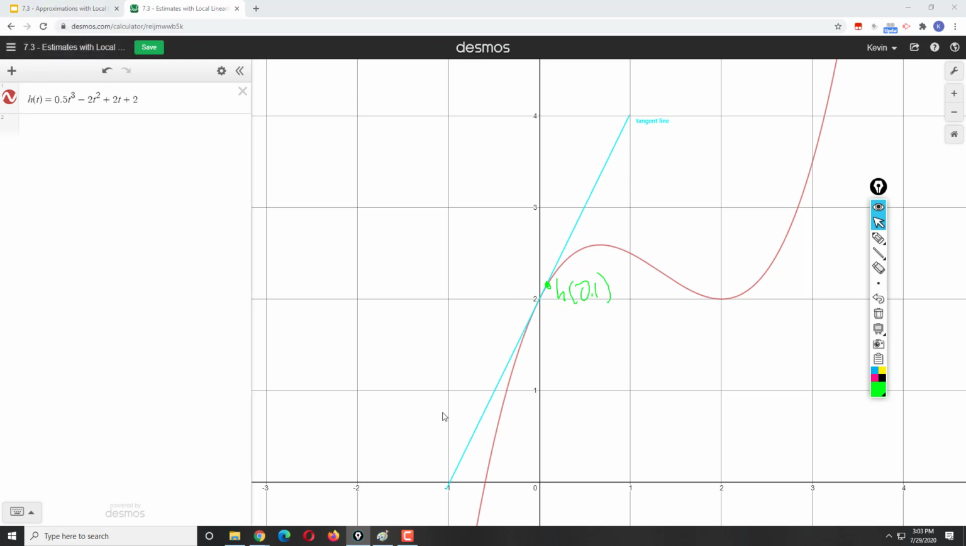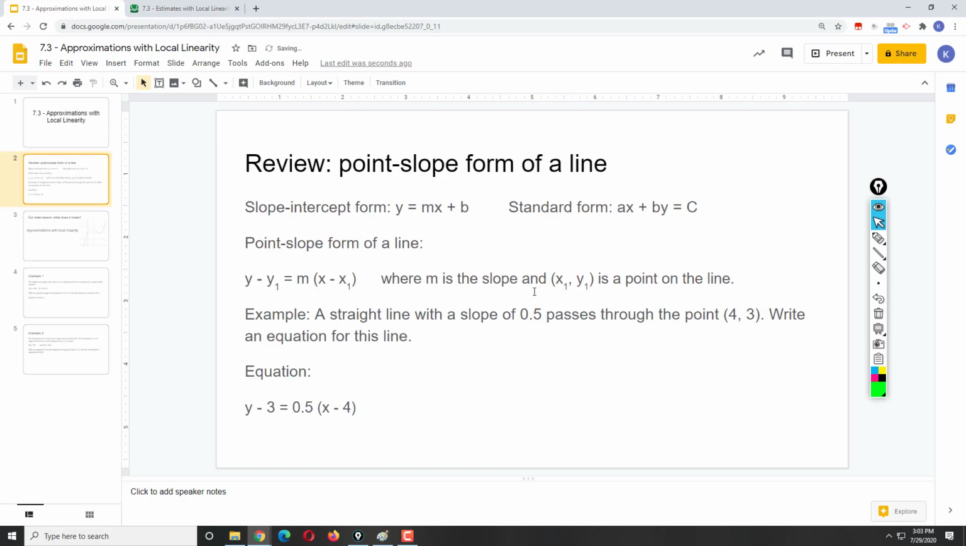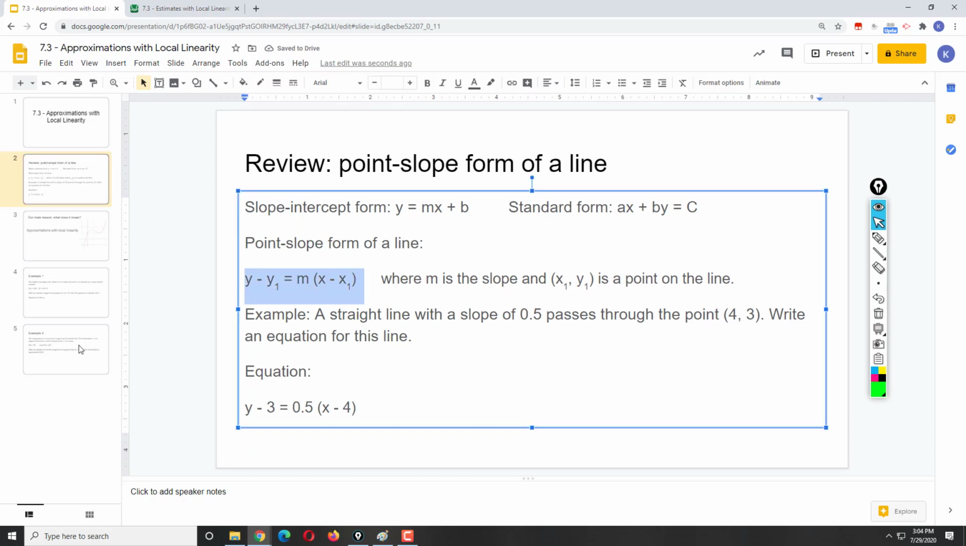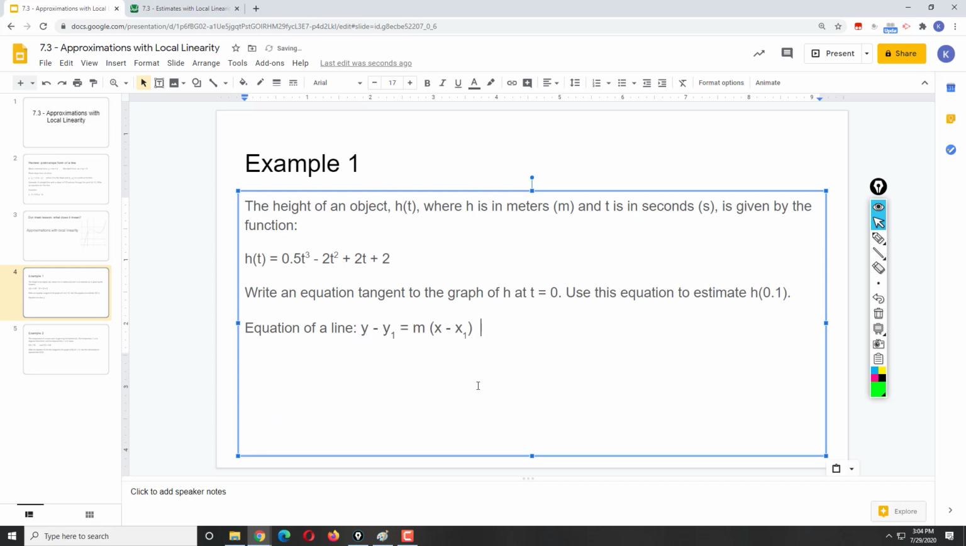We want our point and we want our slope. So we know that the equation of a line in point slope form is y minus y1 equals m times x minus x1. M is the slope, and then x1, y1 is our point. Well, we already have our point. We know that x1, y1 is 0, 2.